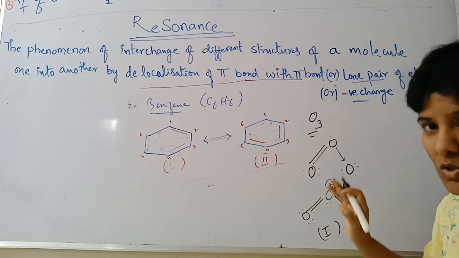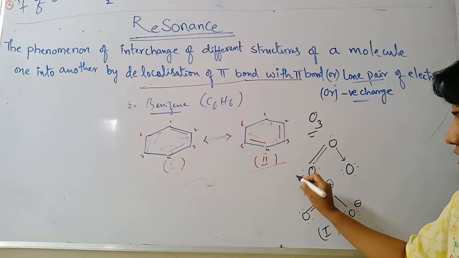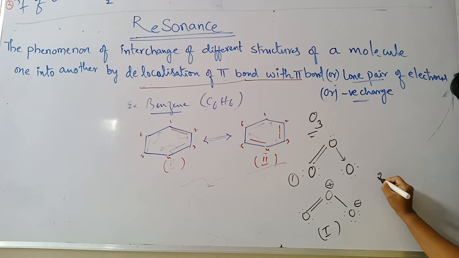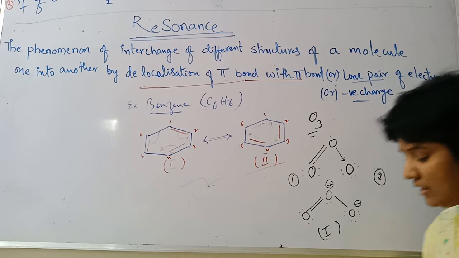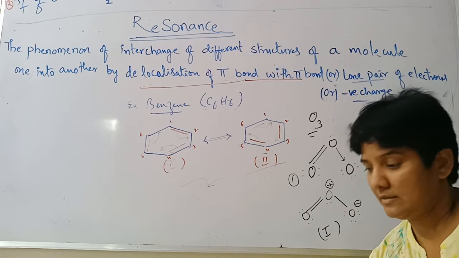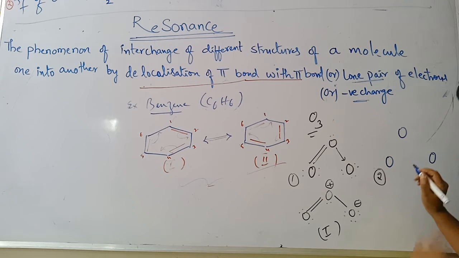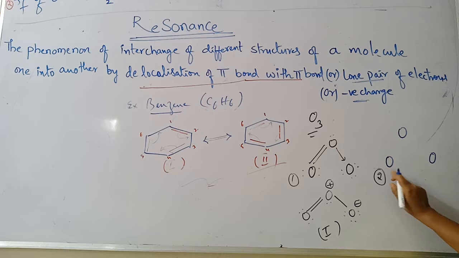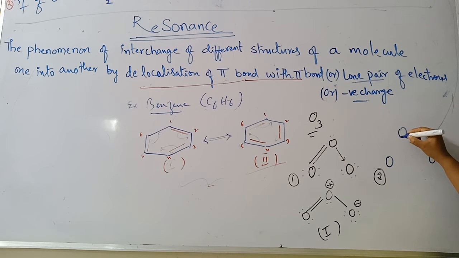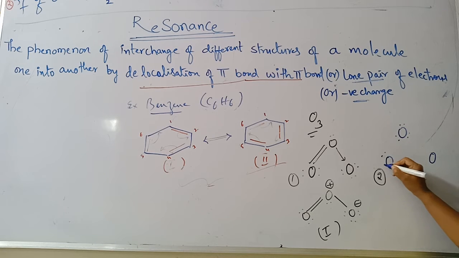Now for ozone, we can write one more structure. So these two are the same only. We are going to write a second structure. In the second structure, I am using this blue pen. Same 3 oxygens, 1, 2, 3, same as it is. This time, first, second, third as it is. Okay, this is 6 electrons, and these are 6 electrons. These are 6 electrons of the valence shell.